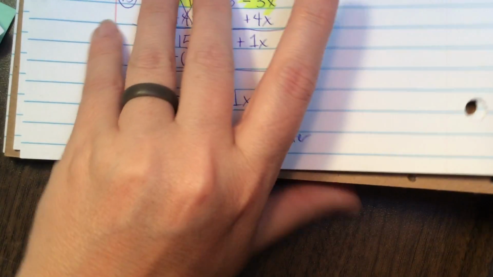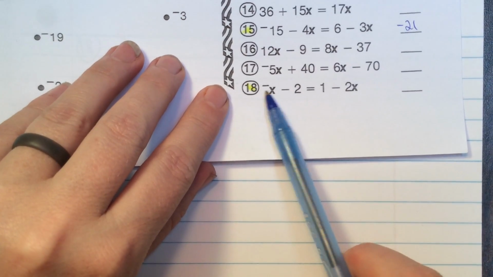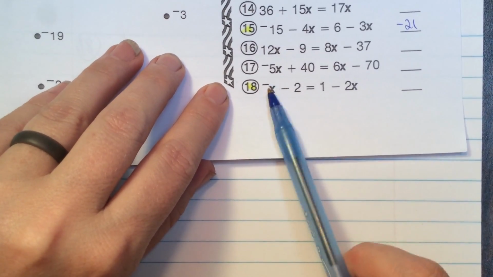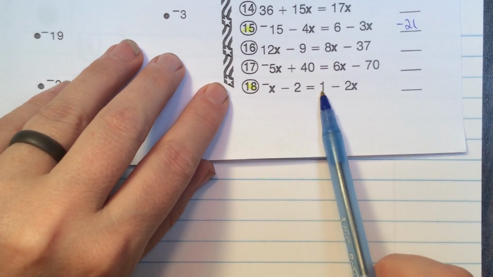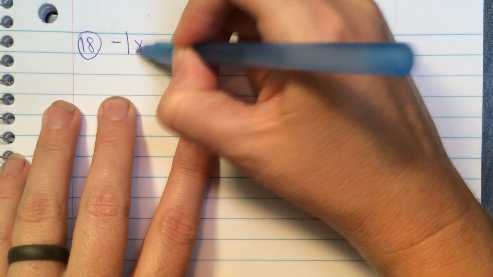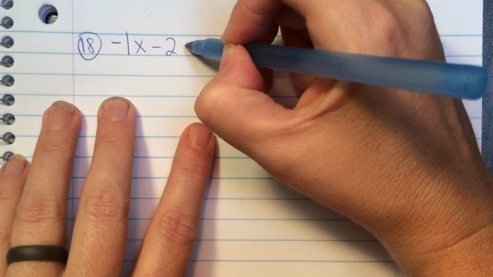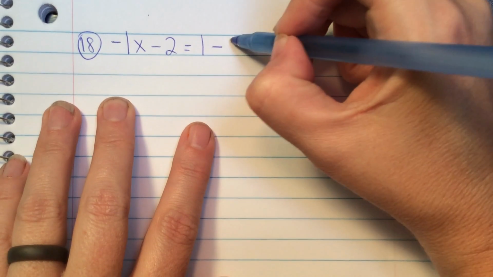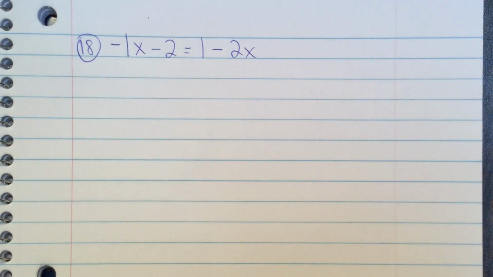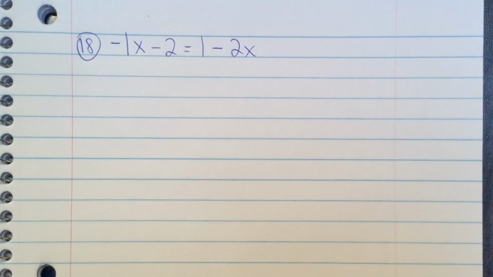Last one. All right, so notice what this says. This says negative x, but we know that it's negative 1x minus 2 equals 1 minus 2x, okay? So I'm going to write that negative 1x in. So negative 1x minus 2 equals 1 minus 2x. We got a lot of 1s and a lot of 2s here. So let's highlight what we see.